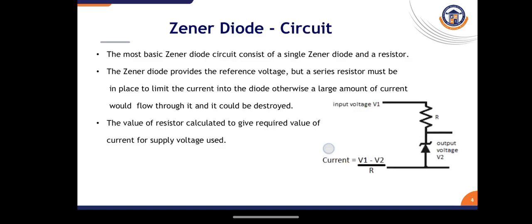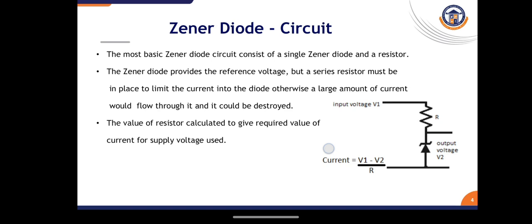The most basic common Zener diode circuit consists of one Zener diode and a resistor. The Zener diode provides a reference voltage, but a series resistor must be in place to limit the current into the diode. Otherwise, a large amount of current would flow through it and the diode will get destroyed. So, a resistance R is selected such that it limits the current flowing through the diode, and the value of the resistor is calculated to give the required value of current based on the supply input voltage that is given.